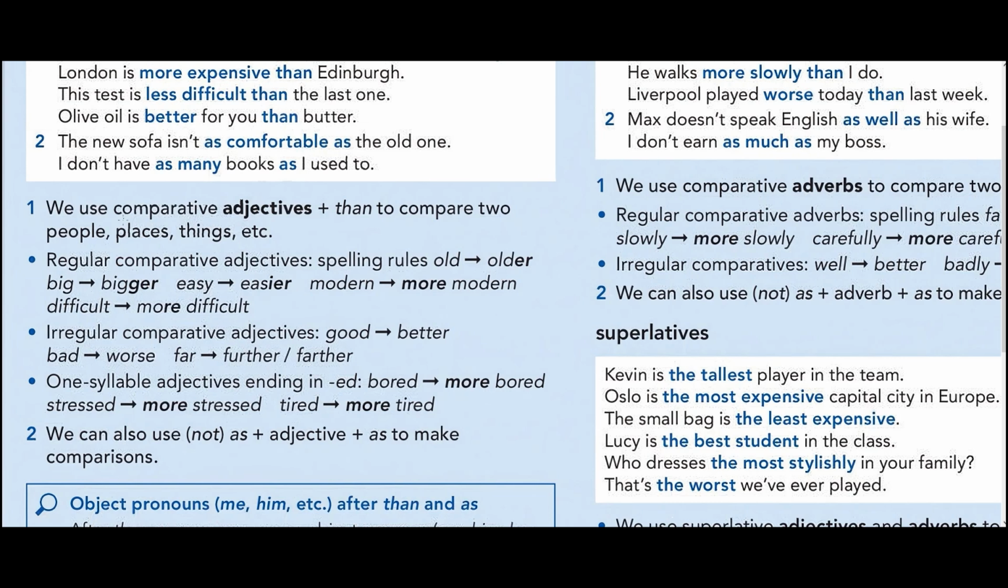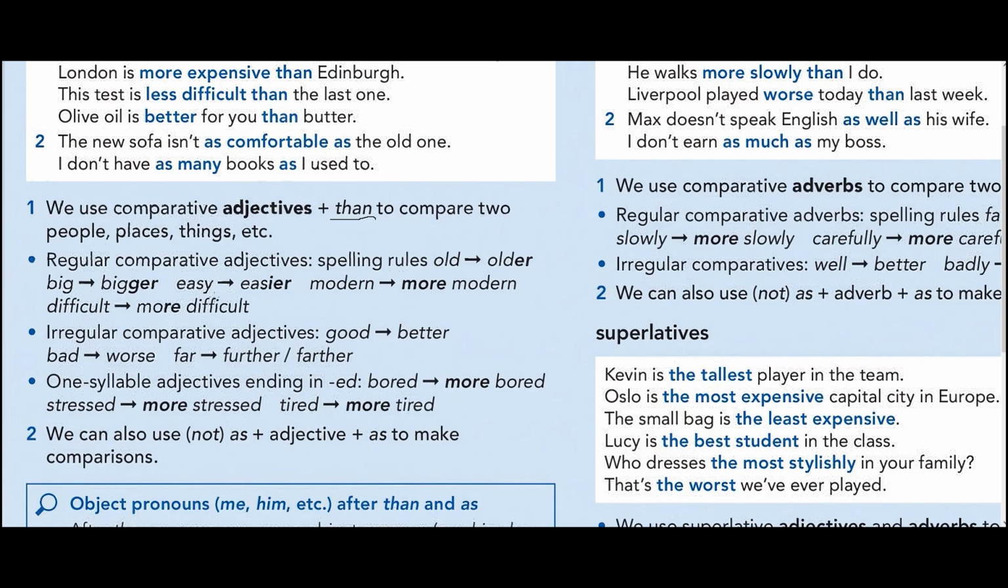Мы используем, то есть первым у нас что написано? Мы используем сравнительные прилагательные, то есть это вот эти с окончанием er, либо со словом more, плюс слово than. Than это у нас чем, чтобы сравнивать двух людей, места, вещи и так далее. Дальше имеется в виду regular comparative, это обычные, правильные, то есть которые следуют правилам. Они у нас вот такие вот, old, older, big, bigger, то есть к коротким словам мы прибавляем окончание er.